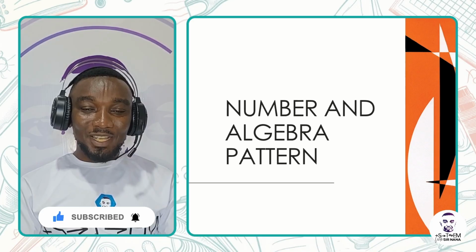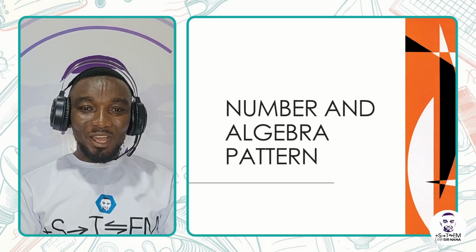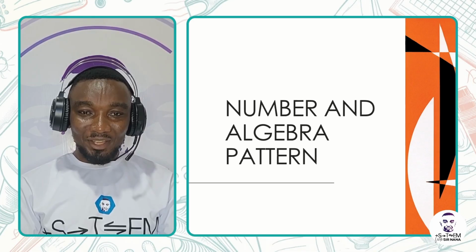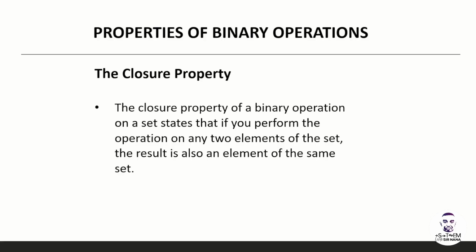Get your jotter and your pen as we move on to this lesson. In this lesson, we are looking at a very important property of binary operation, which is the closure property. Now, when we talk about the closure property, we are looking at the property of binary operation where we are looking at two elements performing an operation to produce another element which belongs to the same set.